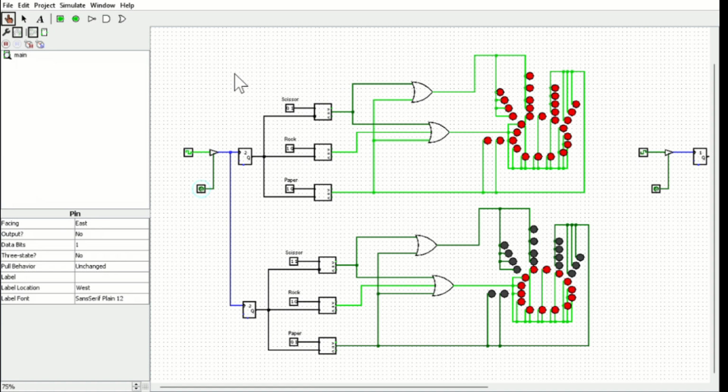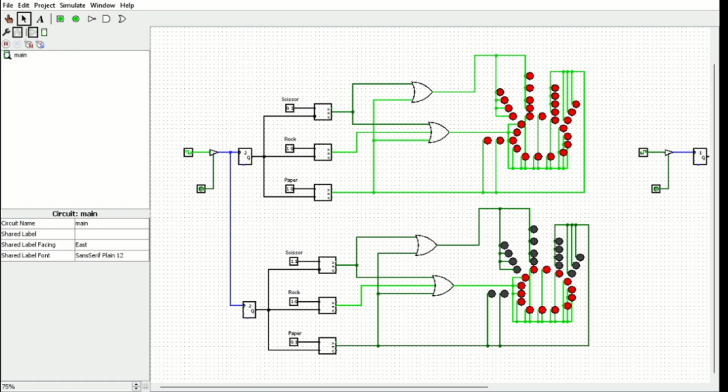The purpose of the clock is to generate a continuous periodic digital signal that oscillates between high, which is 1, and low, which is 0. Another component is the pin, which serves as an input or output point for signals in the circuit. And another component is the random generator, whose purpose is to produce random digital signals.